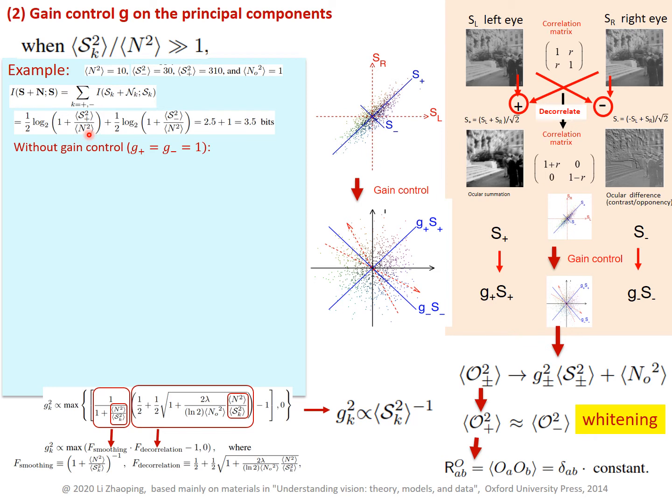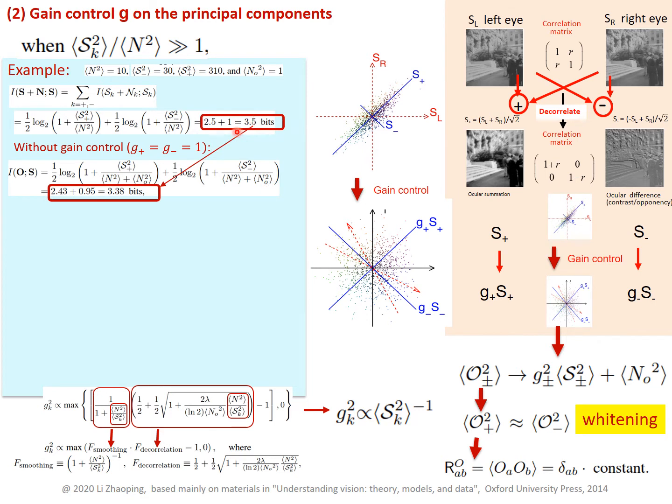Without the gain control, let's calculate how much information is at the output O. Again, you plug in the values. Now notice we have the encoding noise. Therefore, the information is slightly less because of the additional encoding noise, not that much less. It's 3.38 bits. And again, most of it is in the summation channel because this channel has larger signals.